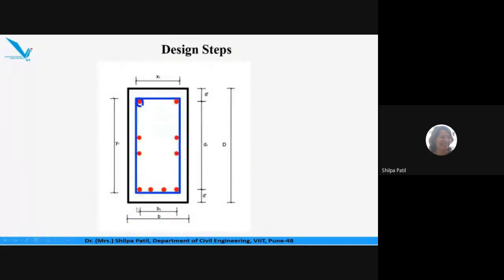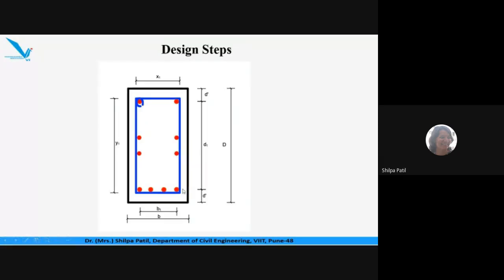So I will go back to the diagram. B is the total width of the beam. B minus 2C1, where C1 is the side cover. So 2C1 is the cover from both the sides. The distance of the side cover is given from the side of the bar, not the center of the longitudinal bar. So from this point up to this is C1.